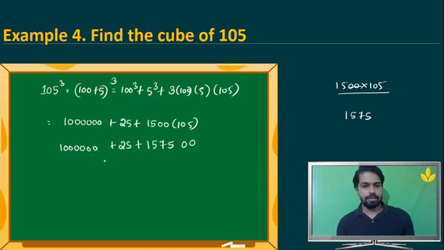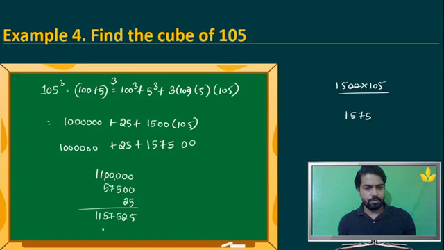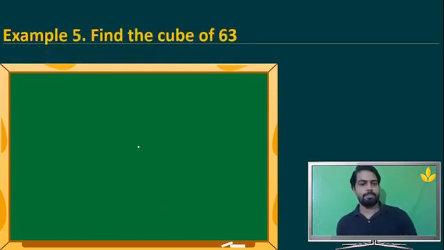6 zeros, that is 1 million. So I have 10 lakh and 1,57,500. So total 11 lakh. Yes, total 11 lakh. And then 57,500 I can write directly, and then 25. So the answer is 11,57,525. This would be the cube of this number. Let's see one more example.